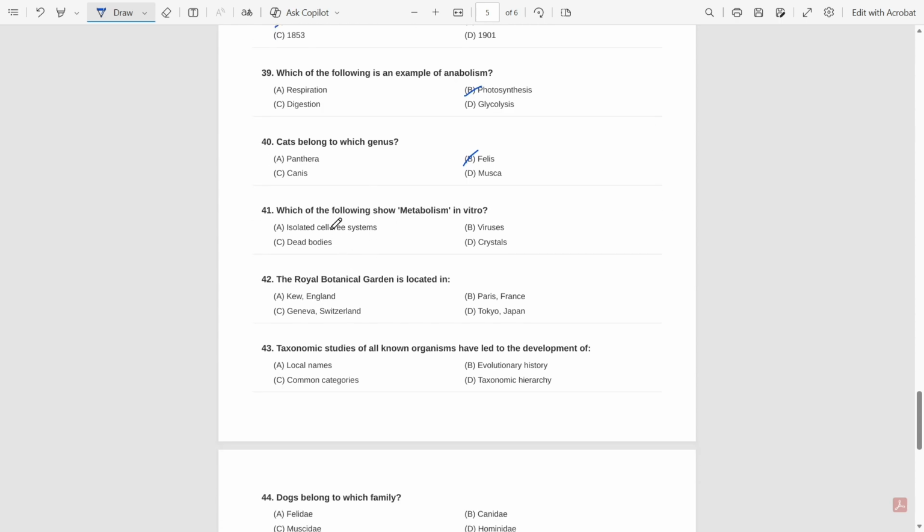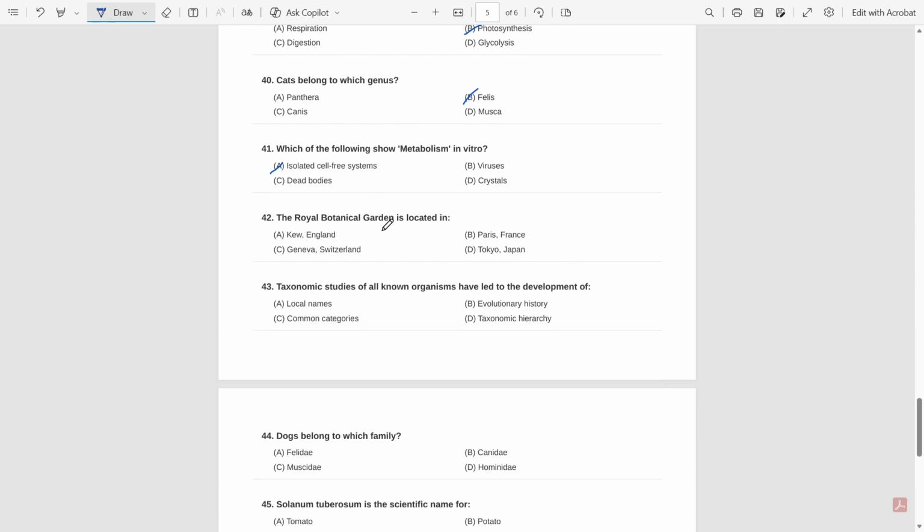41. Which of the following show metabolism in vitro? A. Isolated cell-free systems, B. Viruses, C. Dead bodies, D. Crystals. A. Why metabolic reactions can be demonstrated in test tubes, cell-free systems, though they aren't alive. 42. The Royal Botanical Garden is located in A. Kew, England, B. Paris, France, C. Geneva, Switzerland, D. Tokyo, Japan. A. Why the world's most famous botanical garden is at Kew.